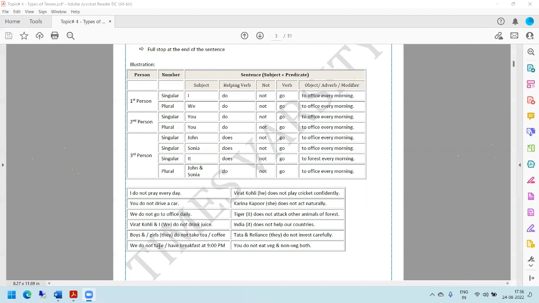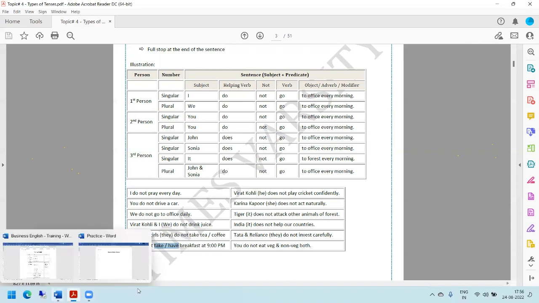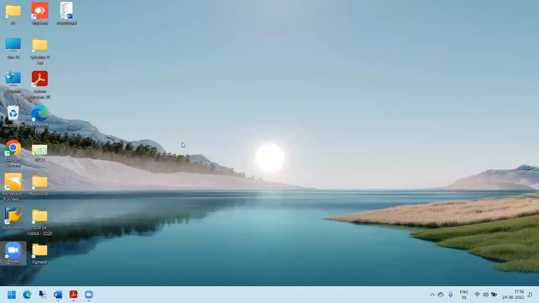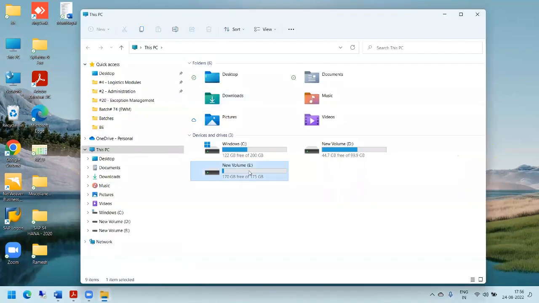Similarly, "We do not take breakfast at 9 p.m." So it should be breakfast at 9 a.m. So we do not take or have; one of these words is used. Let me correct this sentence, because nobody is going to take breakfast at 9 p.m. Right? Dinner is the dinner time, so it would be incorrect if we say it like this. Let me correct this sentence.